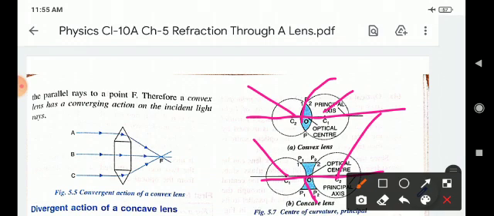What is the meaning of radius of curvature? PC1, children.